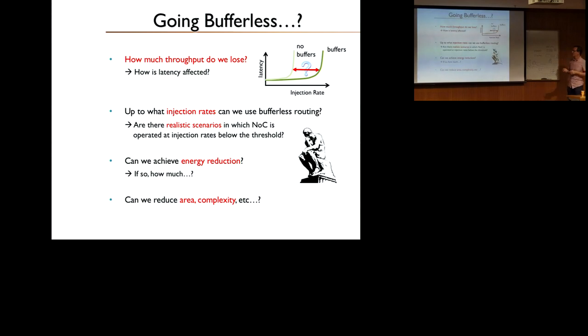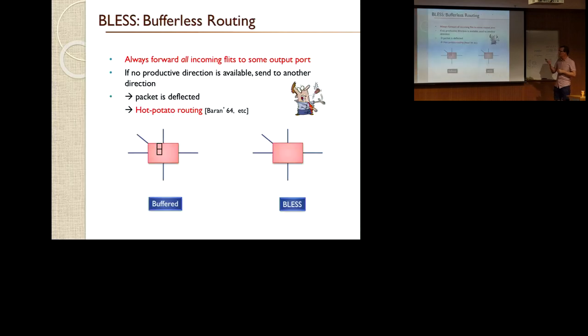OK, so basically, can we achieve energy reduction? If so, how much? These are my co-author's slides, so he's very creative with these things. Can we reduce area and complexity? The answers are in the paper, but I'm going to talk about part of the paper. And you know the idea by now. Basically, I covered this.